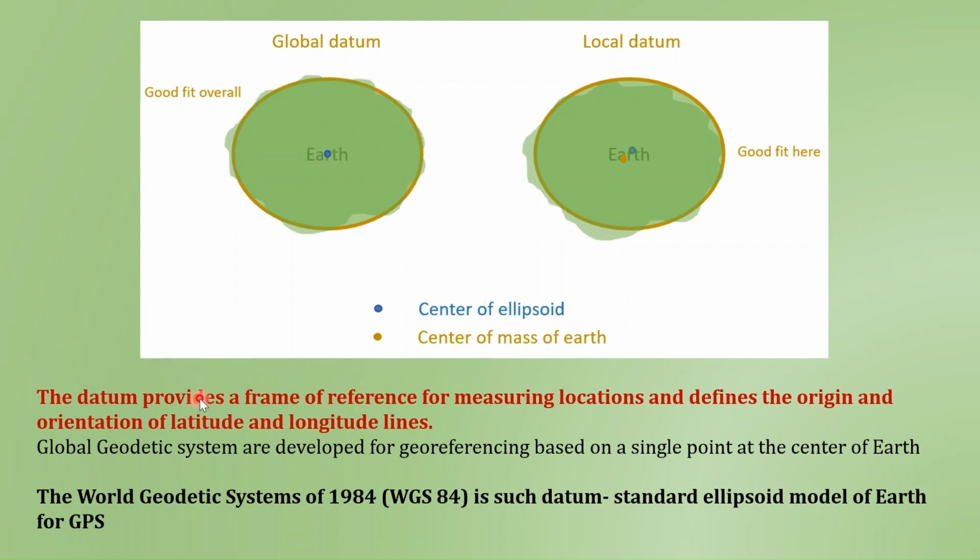So the datum provides a frame of reference for measuring location, and it defines the origin and orientation of the latitude and longitude lines. And the global geodetic systems are developed for georeferencing based on a single point at the center of the earth. The World Geodetic System of 1984, also referred to as WGS 84, is a geodetic datum that is the standard ellipsoid model of the earth, and it is mainly utilized in our GPS system.